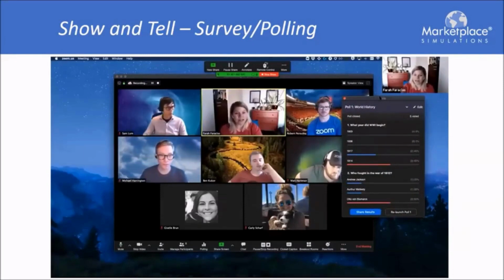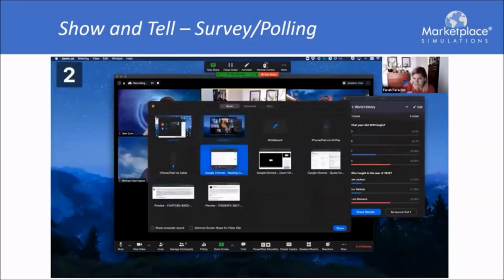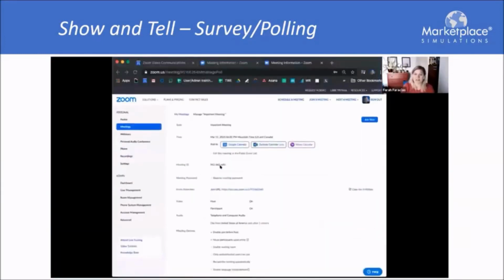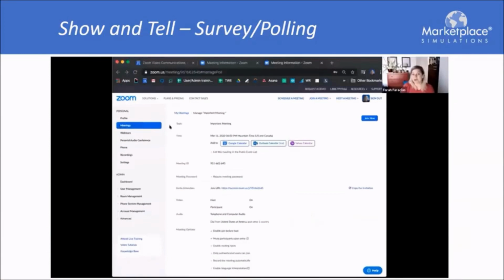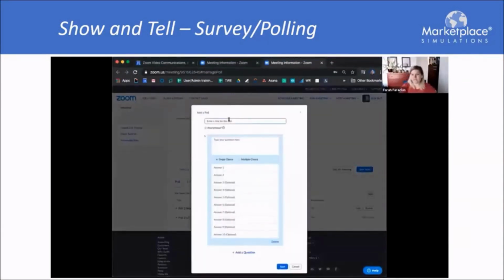Now I've pre-created this poll. I've already added it directly from the website. I'll share the web page here so you can see where you can find polling. From any meeting you've already scheduled, all you need to do is scroll to the bottom of the page to see any polls you've already created. You can edit them here, and you can also add additional polls here.